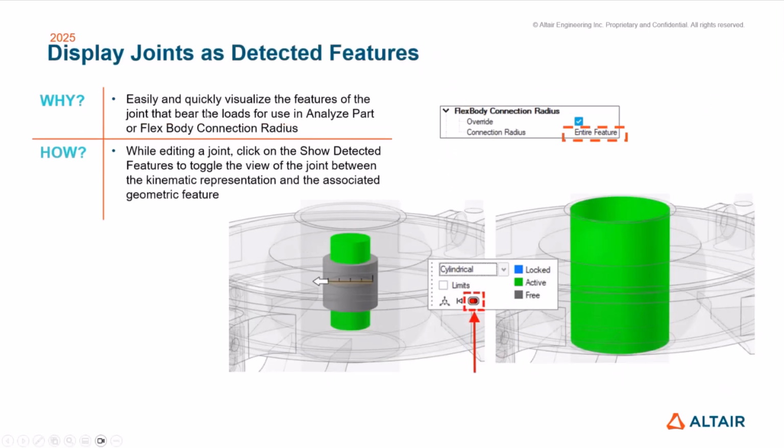And then finally here, we have display joints as detected features. This was requested by a few customers. The ability, because in a couple releases ago, we changed the joint representation to view the joints as a kinematic representation like you see on the left. But we have had requests to go back and see that original face simply to understand, for example, if you're using analyzed part, what are the faces bearing the loads for that analysis. And also for flex body connection radius in the property editor, when it says entire feature, this is the entire feature that the flex body connection radius is starting with right here.